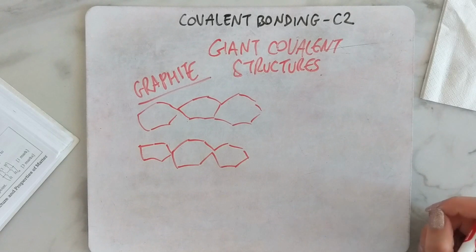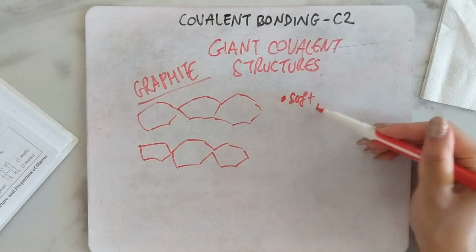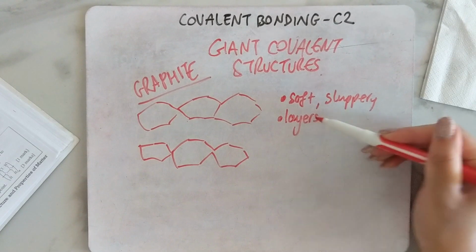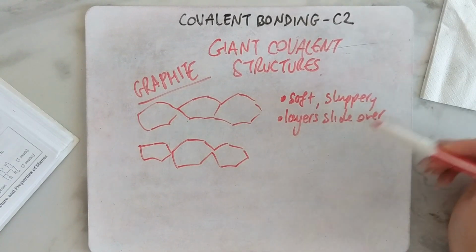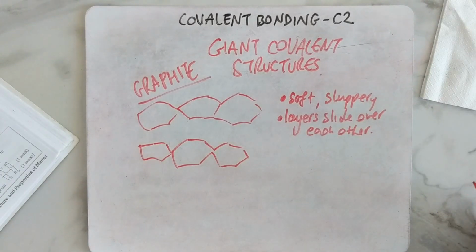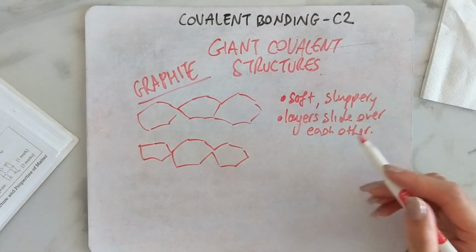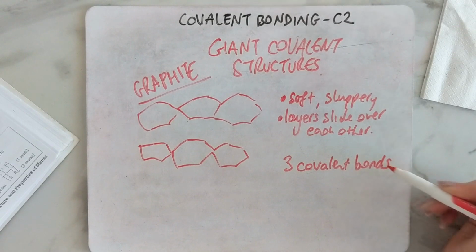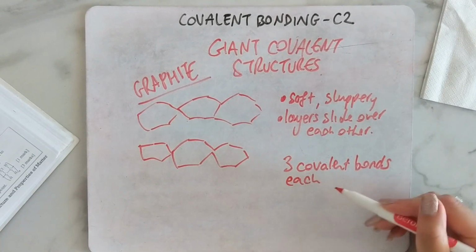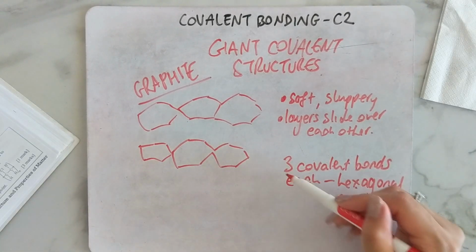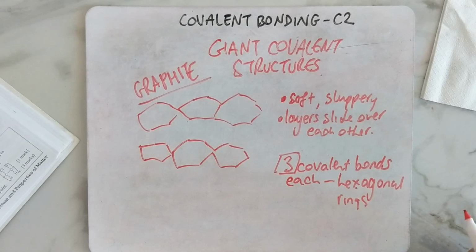It comes off on your page. And the reason why graphite is so soft and slippery is because of these layers. The layers can slide over each other, and that's why you get the marks on your page. So each carbon atom forms 3 covalent bonds, each to form hexagonal rings. So again, diamond had 4, but graphite has 3.